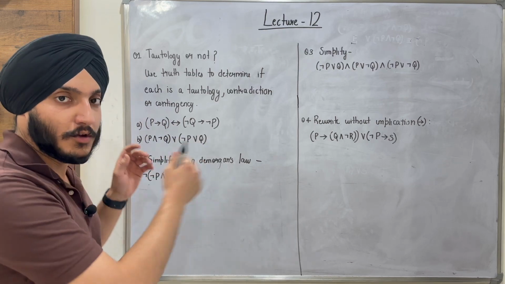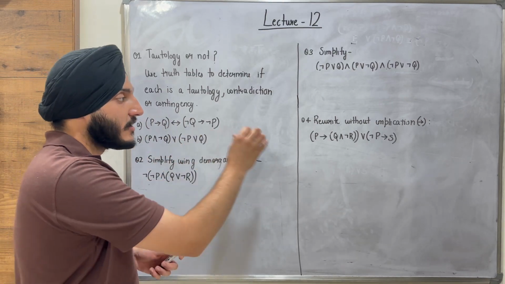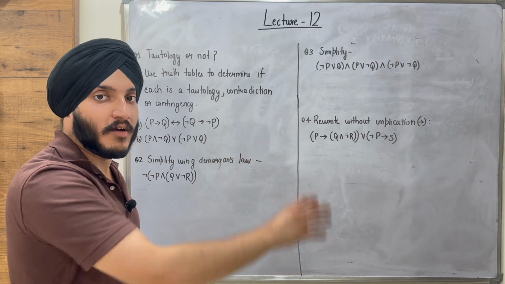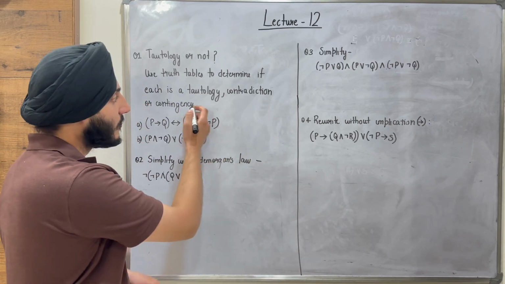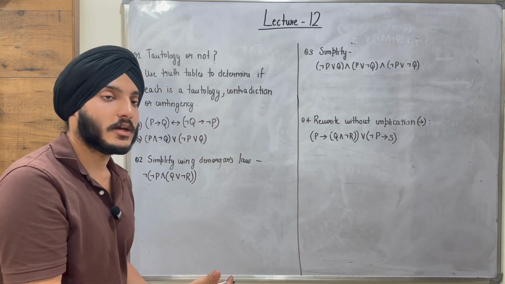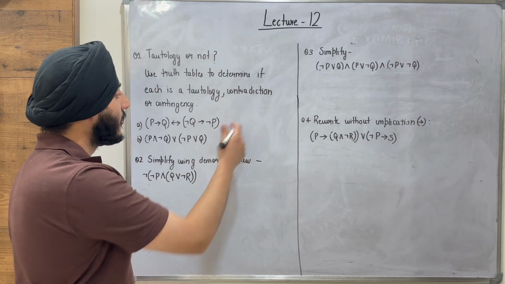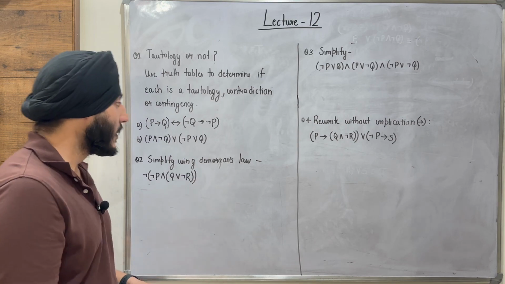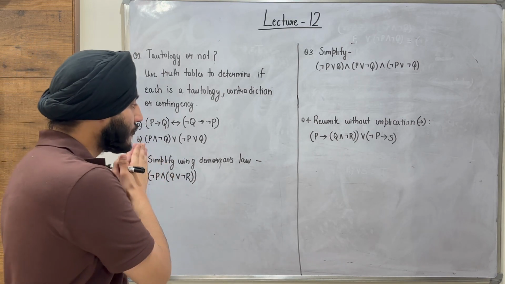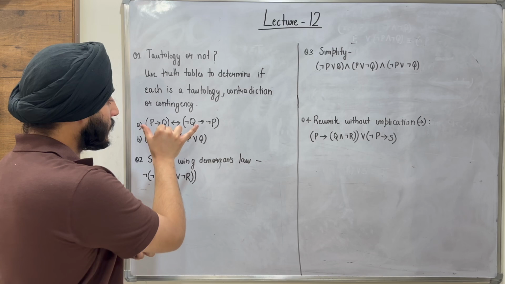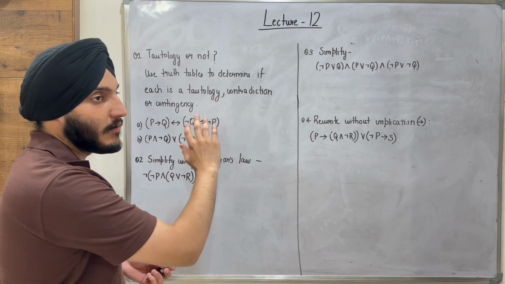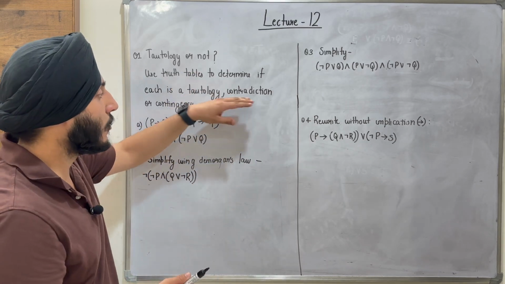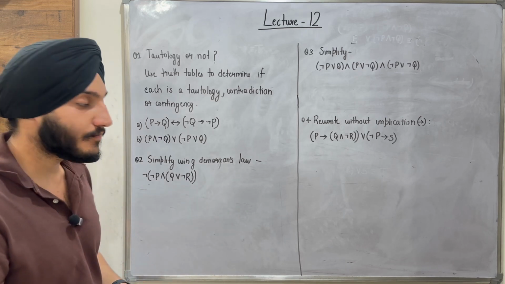You need to draw all the truth tables, and then if the final answer results in true, all the values result in true, then it is going to be a tautology. If they're all false, then it is going to be a contradiction, and if they are a mix of true and false, then it is going to be a contingency, right? So once again, write the truth values for P and Q, solve these equations, and figure out what they are: either tautology, contradiction, or contingency.